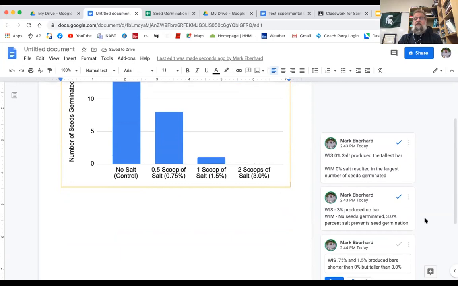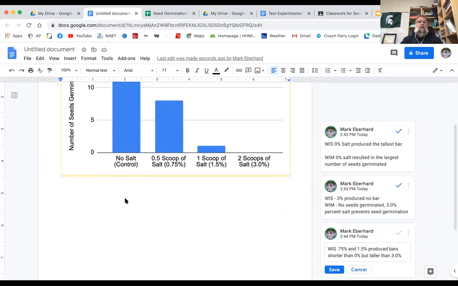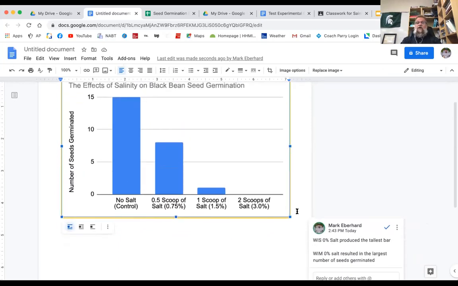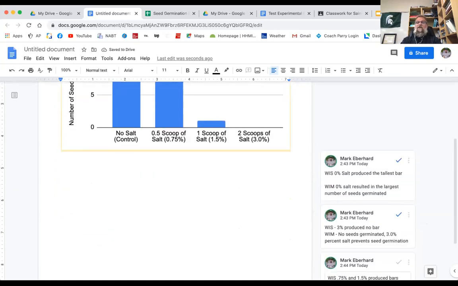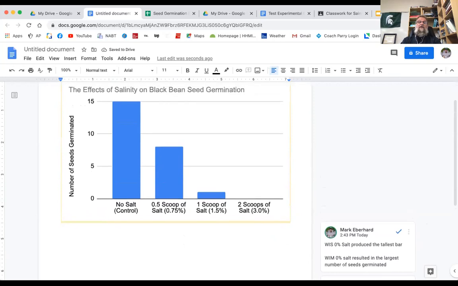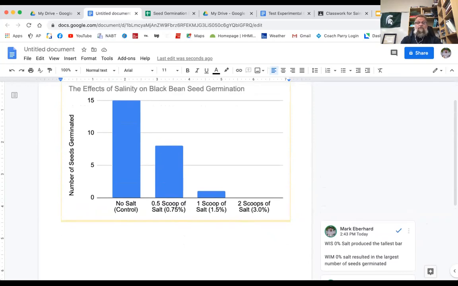Hopefully that's making sense. And then when I'm done, I'm going to start stringing this into a caption. All right, so I'm going to write my caption down below. So first make your topic statement. So this graph represents the effects of salinity on the germination of black bean seeds.